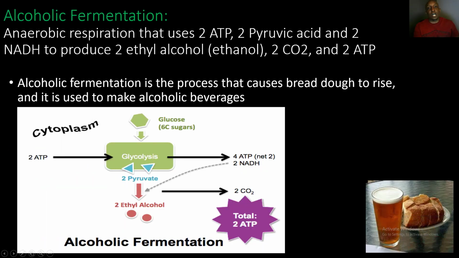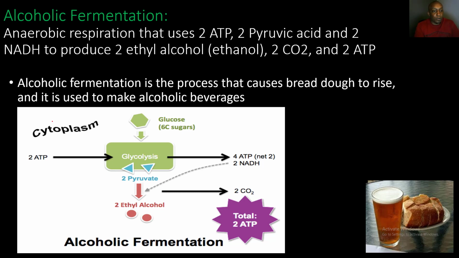Now let's take a look at alcoholic fermentation. This is a type of anaerobic respiration that uses 2 ATP, 2 pyruvic acid, and 2 NADH to produce 2 ethyl alcohol or ethanol, 2 carbon dioxide, and 2 ATP. Alcoholic fermentation is the process that causes bread dough to rise, and it is used to make alcoholic beverages. So let's take a basic look at what occurs in alcoholic fermentation.